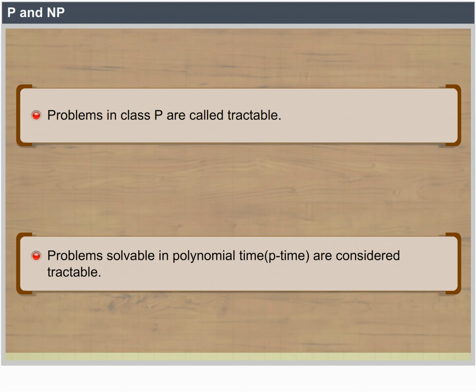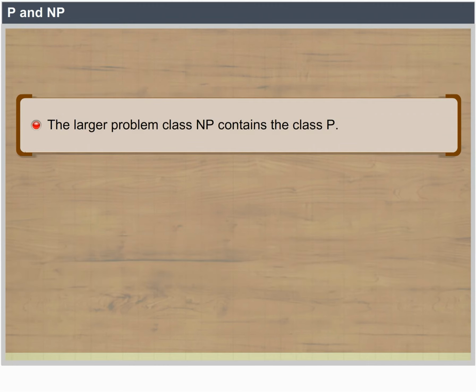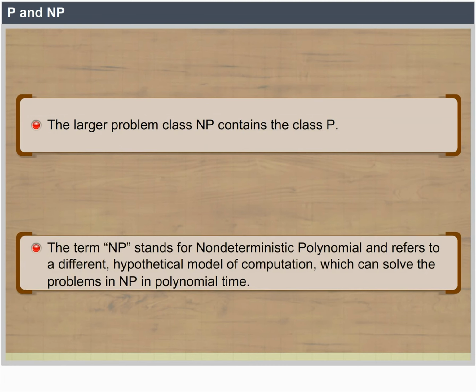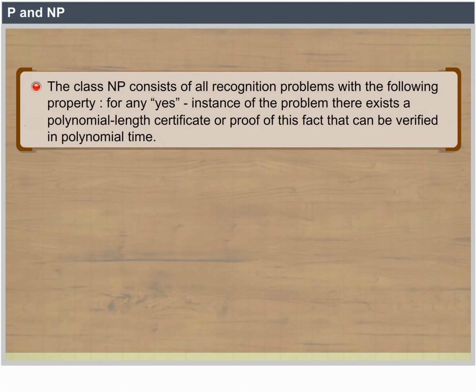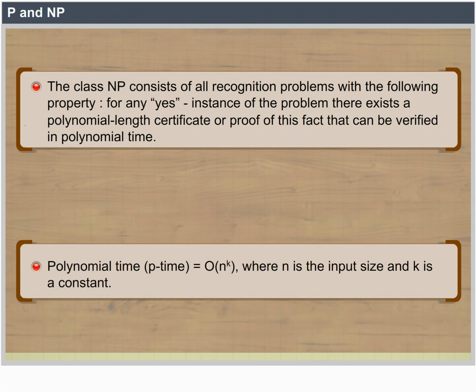The larger class, NP, contains the class P. The term NP stands for non-deterministic polynomial and refers to a different hypothetical model of computation which can solve the problems in NP in polynomial time. The class NP consists of all recognition problems with the following property. For any yes instance of the problem, there exists a polynomial length certificate or proof of this fact that can be verified in polynomial time. Polynomial time, P time, equals big O of n to the power k, where n is the input size and k is a constant.